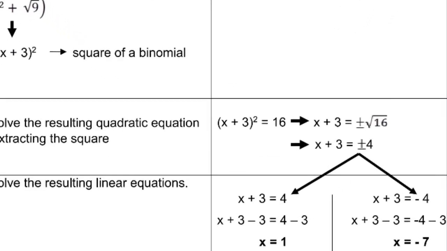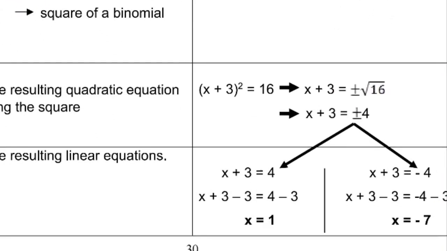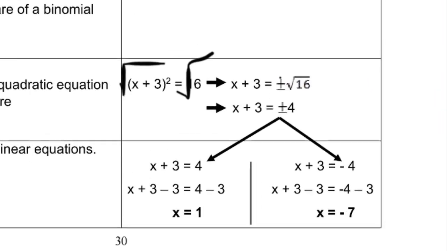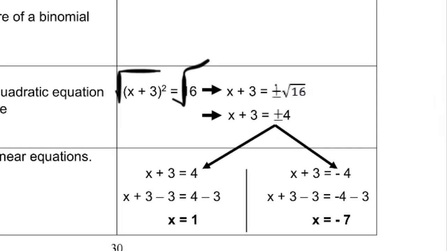So you're going to extract the square root of x plus 3 squared and also the square root of 16. The square root of x plus 3 squared is x plus 3, equals positive negative square root of 16. So the square root of 16 is positive negative 4. So you're going to have x plus 3 equals positive negative 4. And in here, you're going to have two values of x: x plus 3 equals positive 4, and x plus 3 equals negative 4.